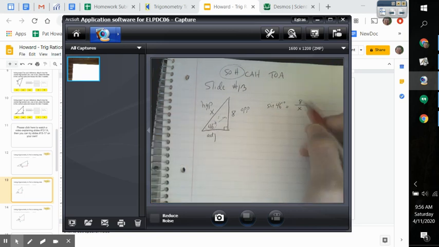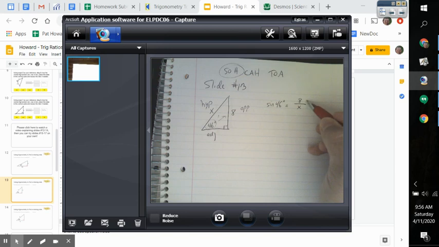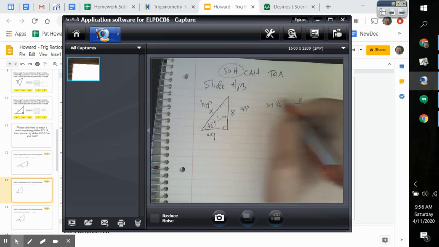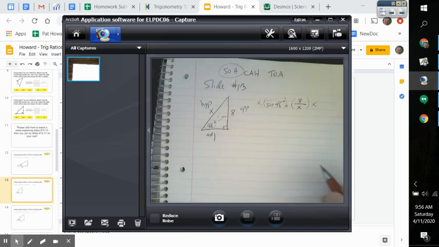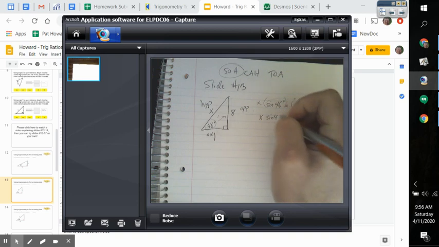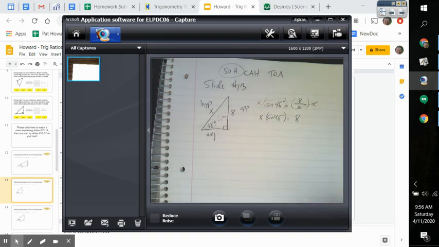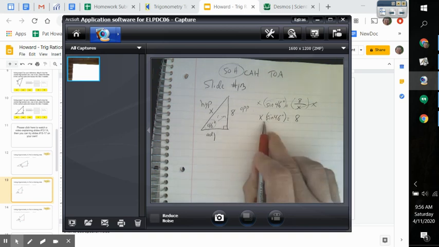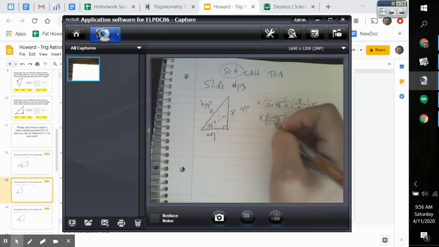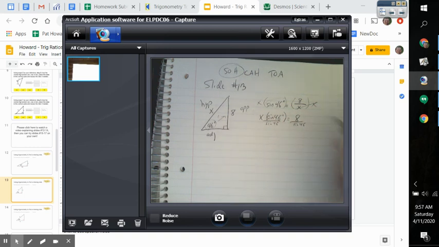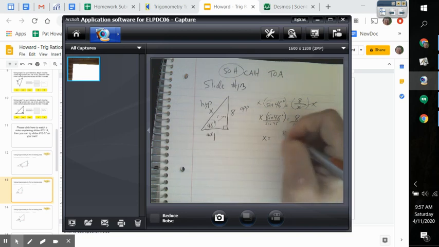Now, the reason this one is tougher is the last one, x, was in my numerator. Here it's in my denominator. This is a pain in the butt, all right? What you're basically doing is you have to multiply both sides by x first, all right, to cross this off. So we're going to get x sine of 46 degrees equals 8. There's one more step. To get x by itself, guys, what's the opposite of times? It's divide. So you divide both sides by sine 46. X equals 8 divided by sine 46 degrees.